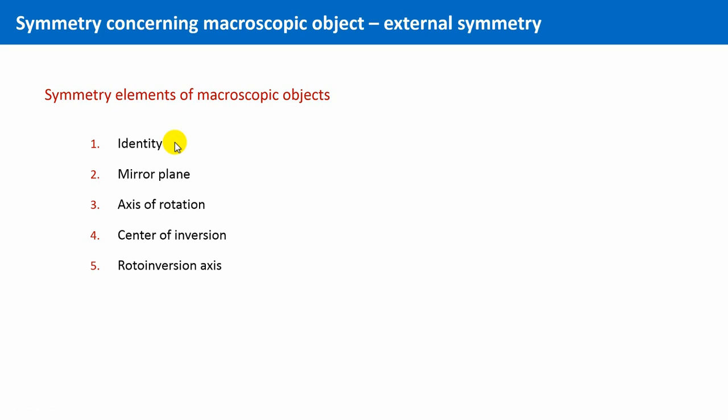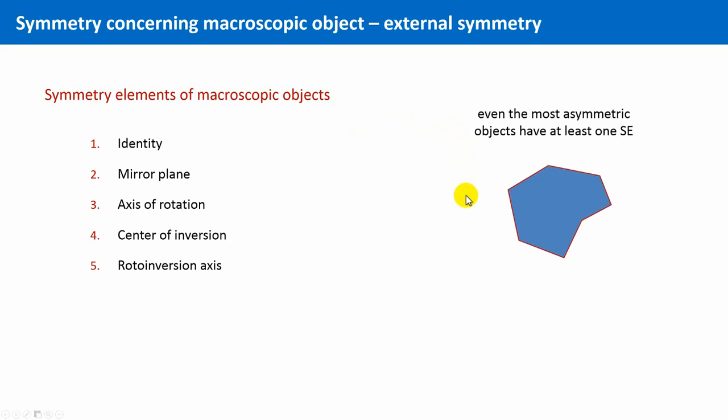All objects, even the most asymmetric ones, have at least this symmetry element. This seems to be a bit contradictory, that an asymmetric object contains a symmetry element. However, you can consider this also as a one-fold axis of rotation. If you rotate an object by exactly 360 degrees, then you carried out a symmetry operation. The symbol for identity is E, and this identity operation was introduced by mathematicians for a formal reason belonging to group theory. The identity operation is, so to say, the neutral element in group theory, which we will not discuss in detail here.